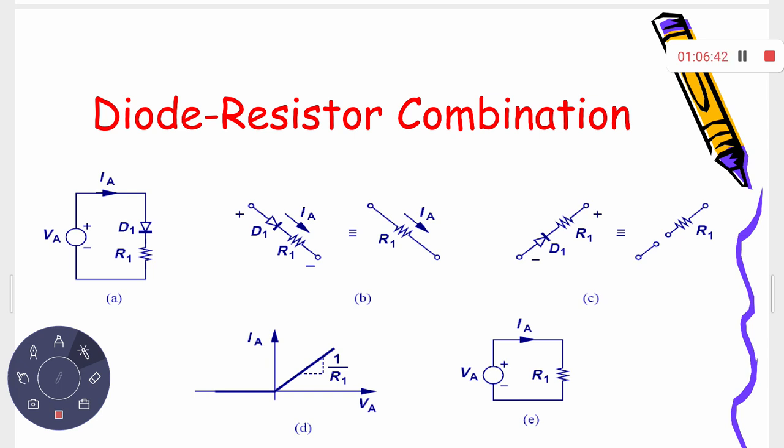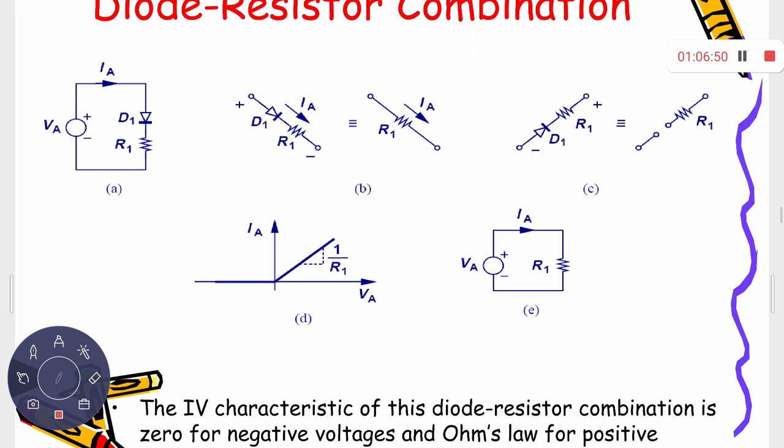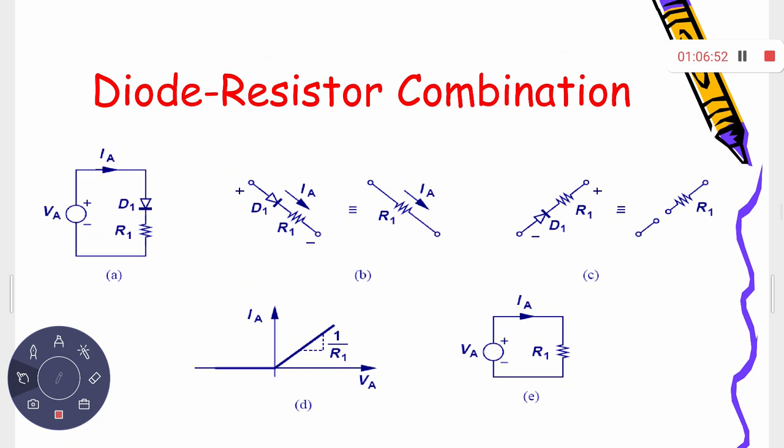Clear? Yes, sir. What happens in the reverse bias when V is less than 0? No current. Because in the reverse bias, although it has not been shown, these two terminals are not connected. Open circuit. So you have no current. And accordingly, this is the current voltage characteristics, the VI characteristics.